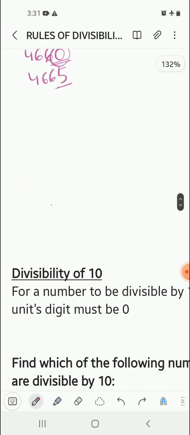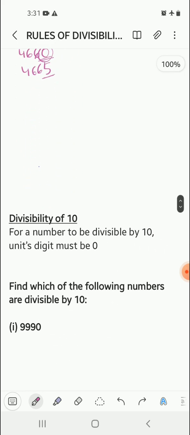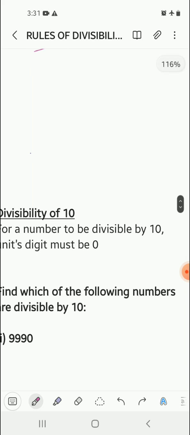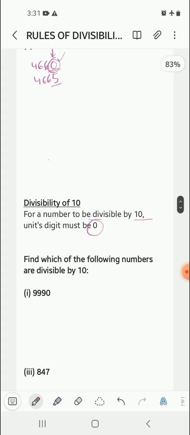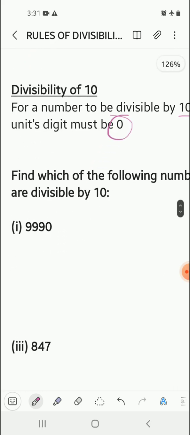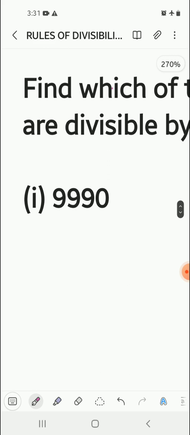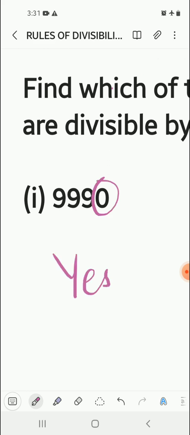Now we will move to the rules of divisibility of 10. It is very similar to that of 5. So see, it is very simple. The simplest rule, that is, for the number to be divisible by 10, you have to check for 0 in its units place. So see the question given, find which of the following numbers are divisible by 10. Check the number. The number that is given over here has 0 in its units place. So yes, it is divisible by 10.